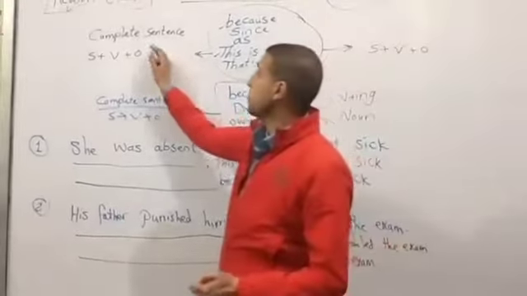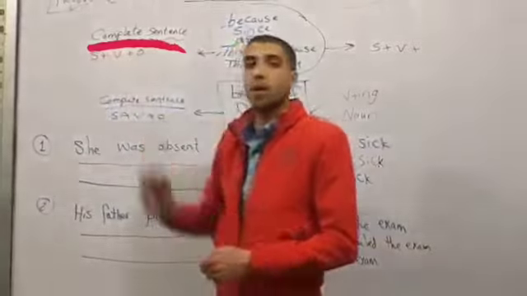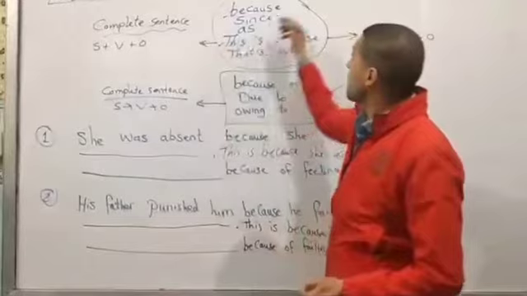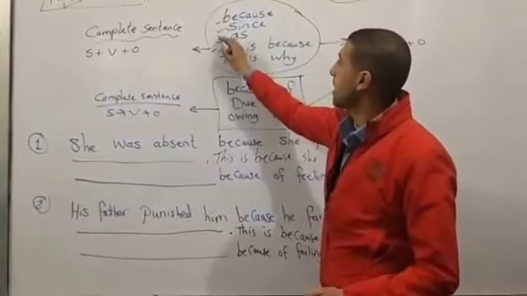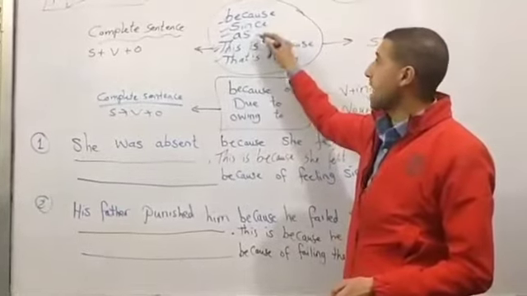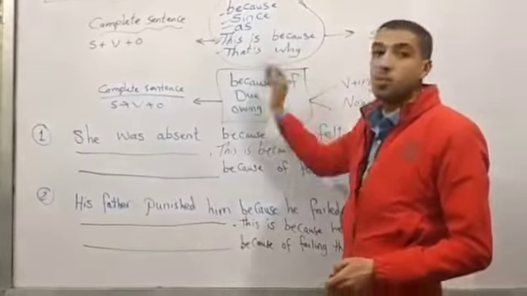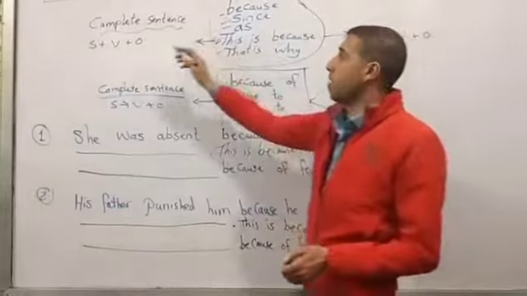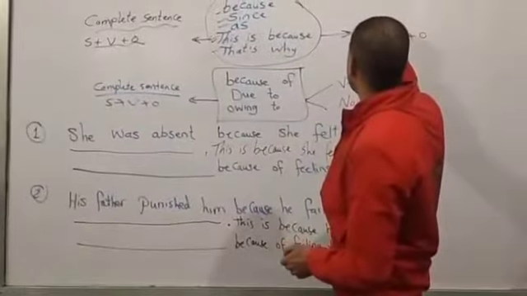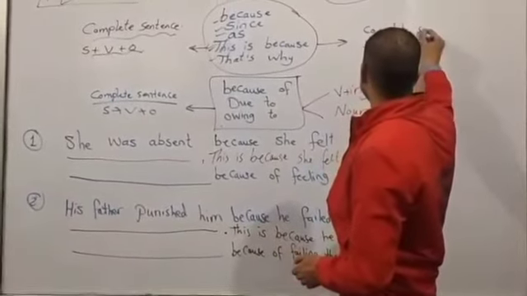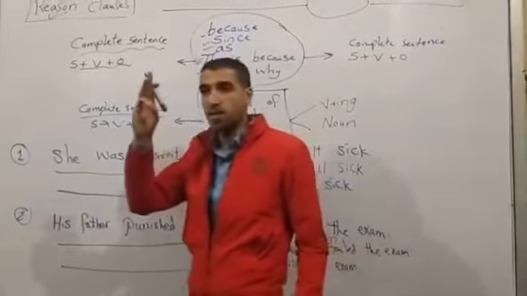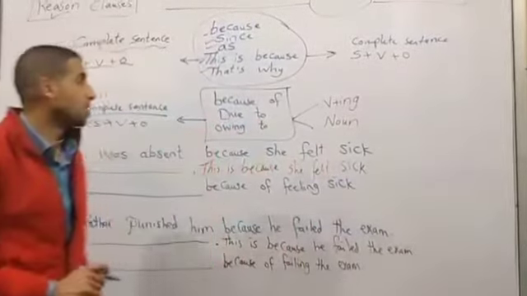So before it, we should have a complete sentence. What do you mean by complete sentence? Subject, verb, and object. But as a matter of fact, there are many connectors that can have the same meaning of because, like because, since, as, this is because, and that is why. All of them are preceded by a complete sentence and they are followed by a complete sentence. So the complete sentence should have subject first plus the verb plus the object.